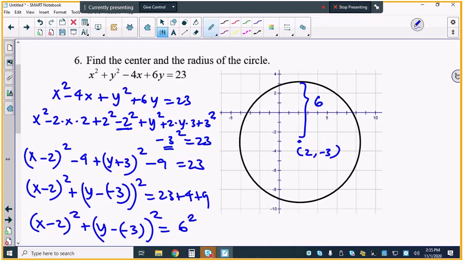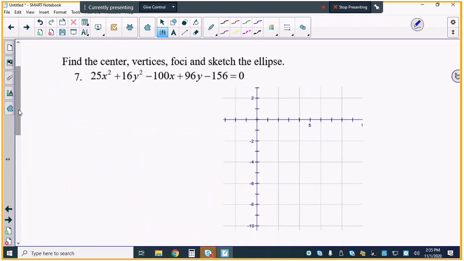Okay, so let's see what is number 7. Find the center, vertices, foci, and sketch the ellipse. So again, this one requires you to complete the square, and we will be a little careful. First, group the terms with x. So 25x squared minus 100x. Then the y's, 16y squared plus 96y.